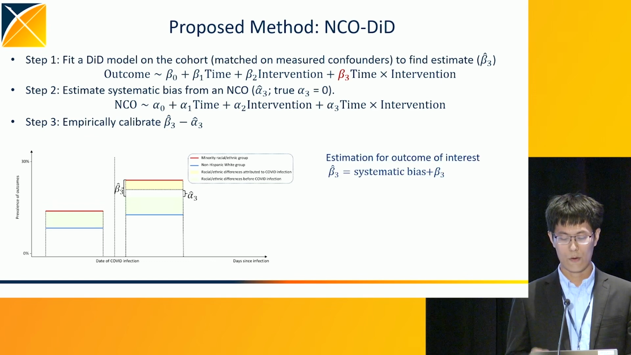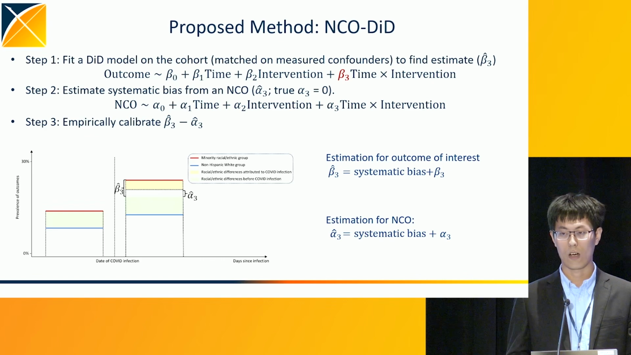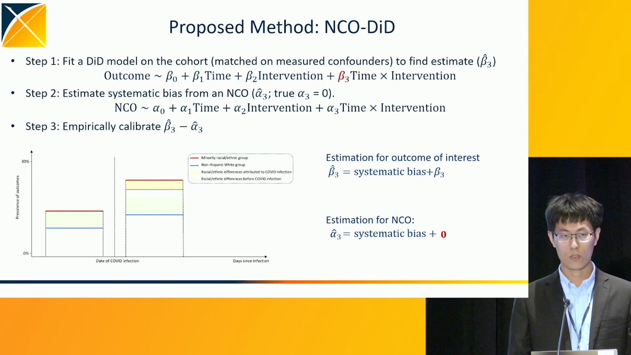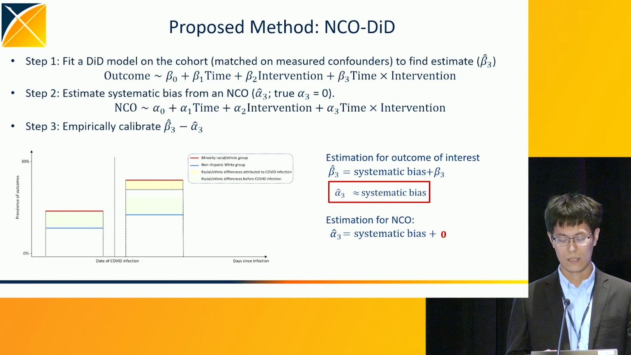And here's the reason. We can write down an estimating equation for the outcome of interest, and it has two parts. The first part would be the systematic bias for the outcome of interest, and the beta 3 would be the true effect size. Similarly, we can write down the estimating function for the NCO, and it also has two parts: the systematic bias for the NCO plus the true effect size. And because it is an NCO, the true effect size should be 0. And we also assume that the systematic bias for the NCO is equal to the systematic bias for the outcome of interest, so that we have this equation. That is, the estimate beta 3 hat is approximately equal to the systematic bias for the outcome of interest. And in this way, we're able to calibrate the systematic bias. And in reality, we leverage M NCOs, just like the example I showed you of 40 NCOs for the vaccine study.